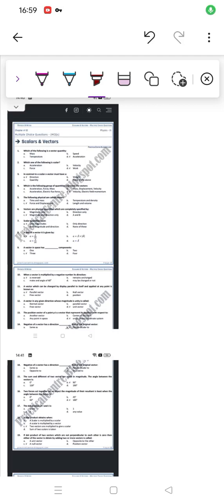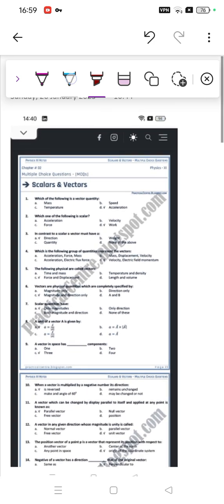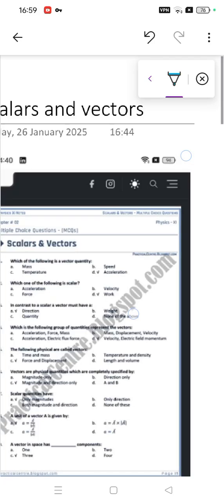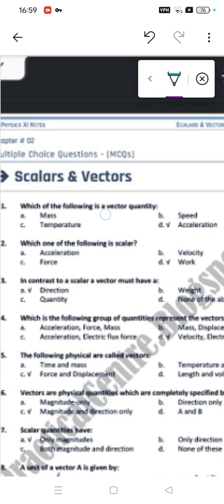So hello everyone, we just started the MCQ series. In the last chapter we were done with units and measurement, which is the first chapter of class 11. Today we'll go with scalars and vectors. So let's start. First question is, which of the following is a vector quantity?